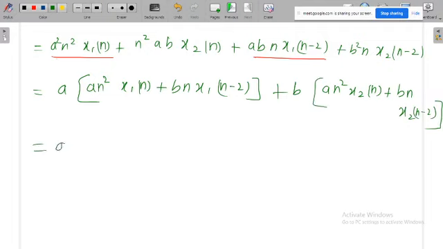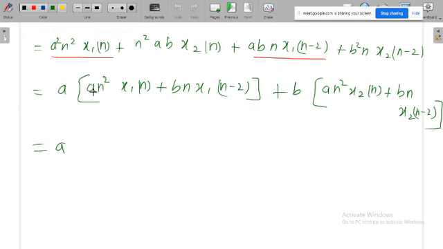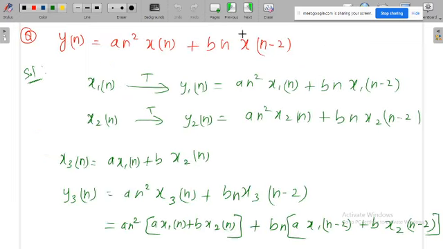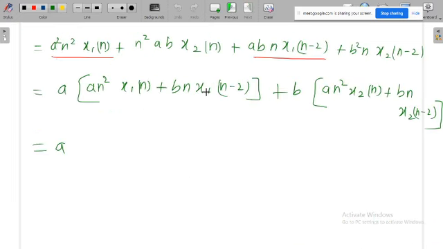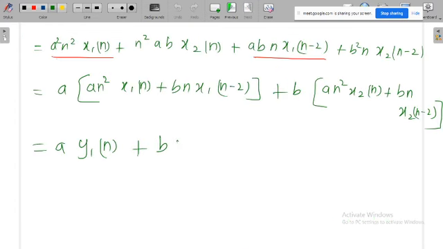If you compare, this entire term is something similar to y1 of n. What is y1 of n? a n square x1 of n, and then bn x1 of n minus 2. So instead of this I can write y1 of n. Similarly here, instead of this term, that will definitely be equal to y2 of n.